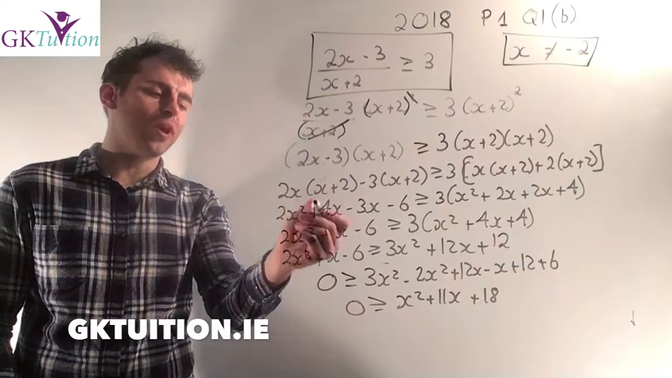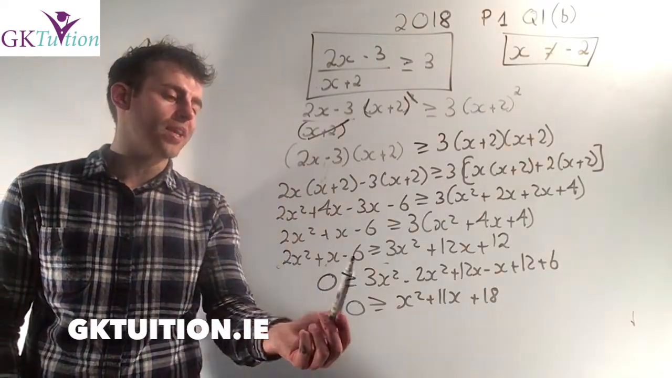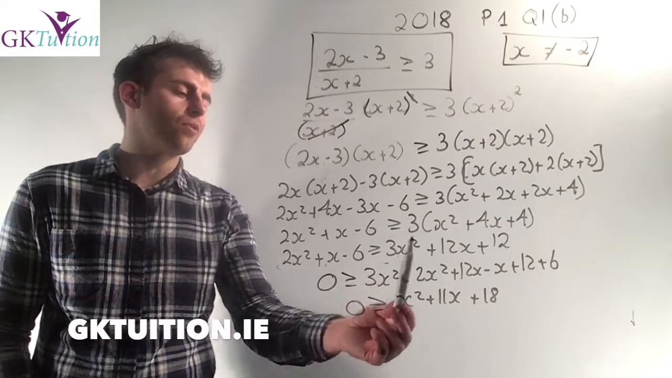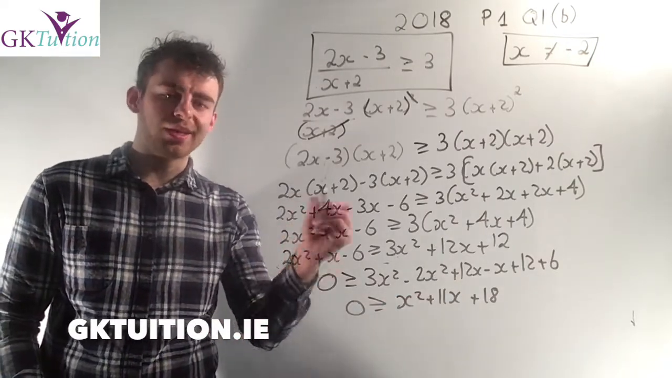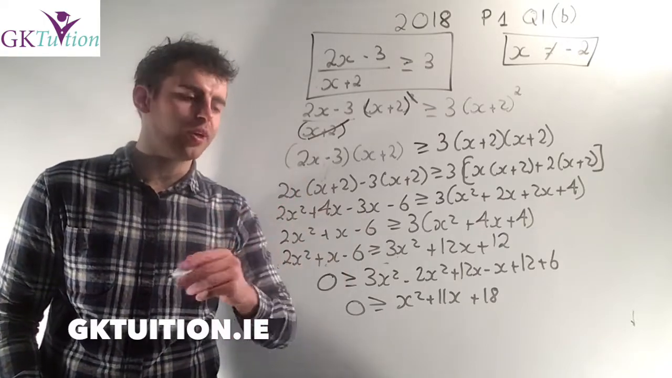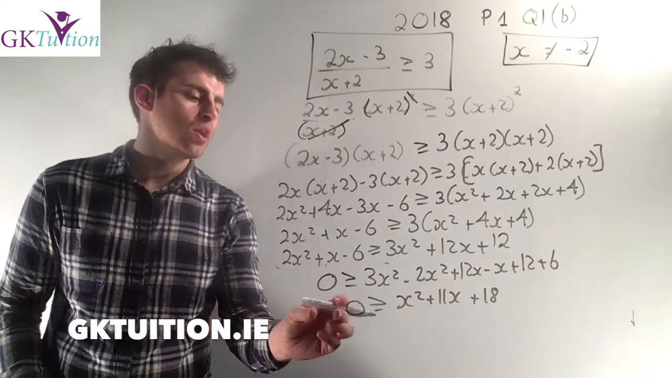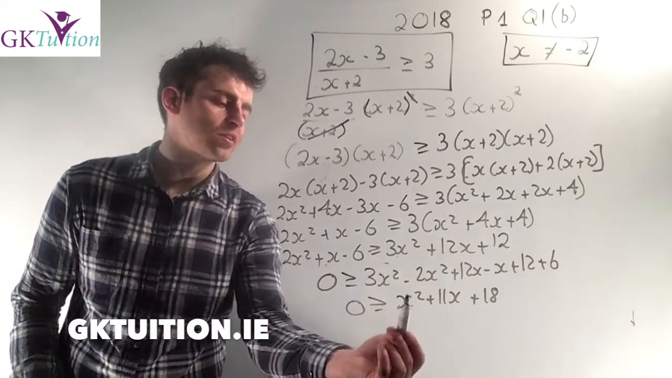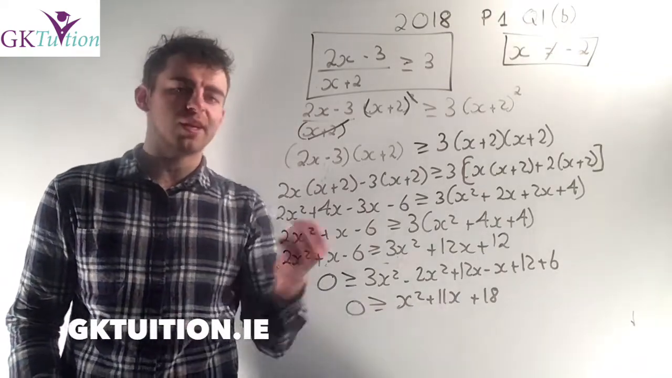Now I've worked my way through this question here, and on the left you end up with 2x squared plus x minus 6, while on the right you have 3x squared plus 12x plus 12. Now clearly you have an x squared, an x, and a number, so this is a quadratic inequality. So you're going to bring everything to one side, and then we're going to try and solve the inequality. So I've brought everything to the right-hand side, and I've ended up with 0 is greater than or equal to x squared plus 11x plus 18.